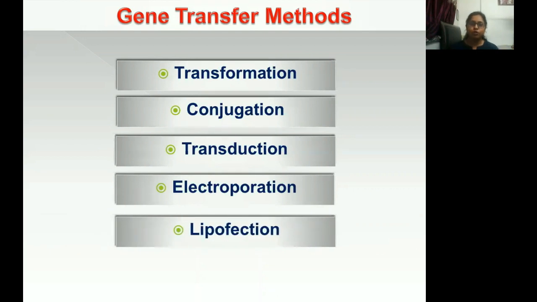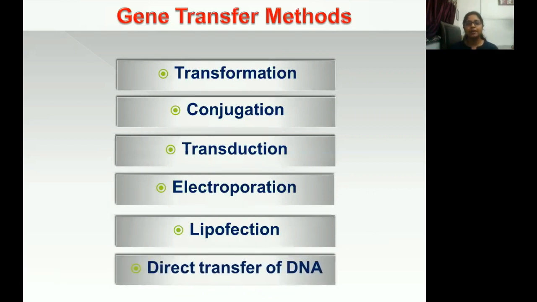Lipofection, where liposomes are used as a carrier for encapsulating the DNA. And the last one is direct transfer of DNA. By using microinjection or particle bombardment, we can directly insert the DNA fragment into the recipient cell. So these are the 6 gene transfer methods we have to see in detail.